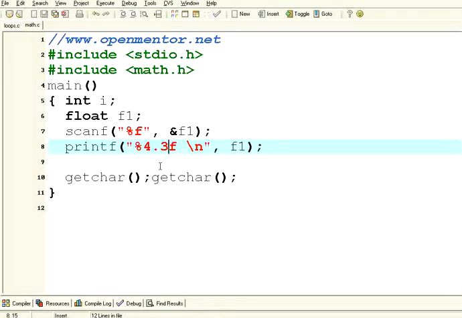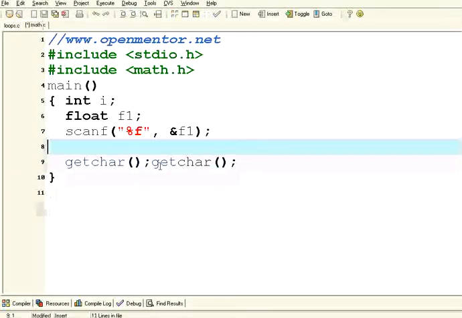Okay. Now, let me show you a few mathematical functions. I have got the floating point number from the user. Now I want to print, okay, percentage f \n. Can I get e power something, exp to the power of f1? Okay, let us try this one. What happens? Now let me execute. It is asking for something. I give 1.2. It is printing 3.320 something.